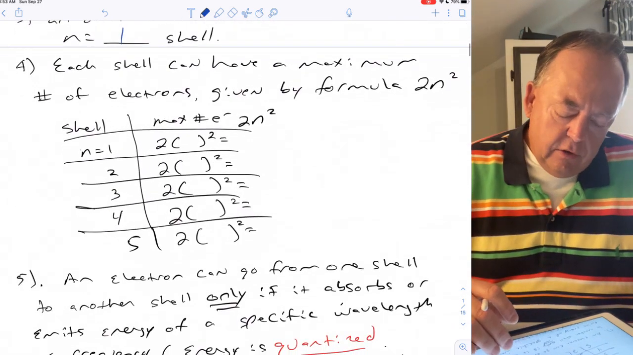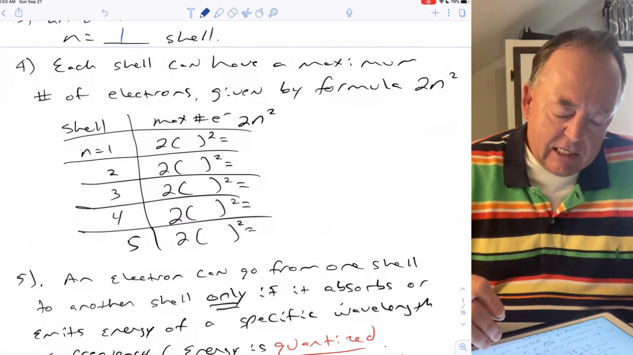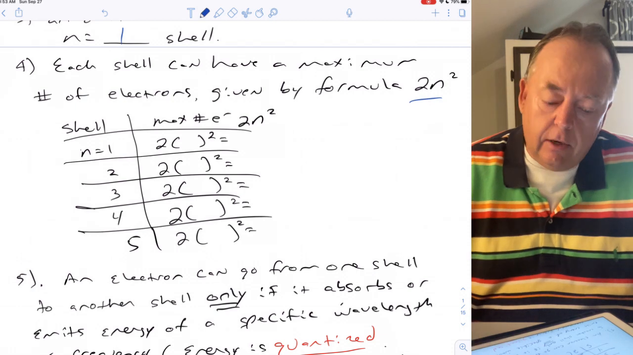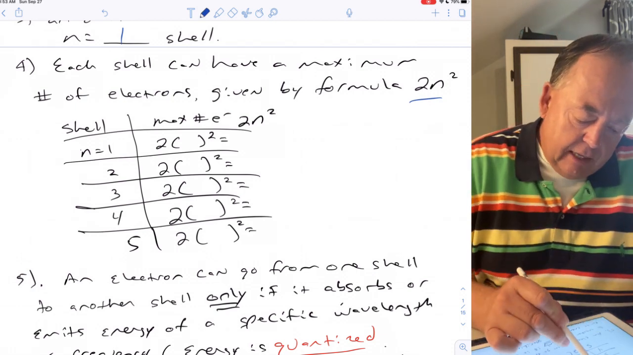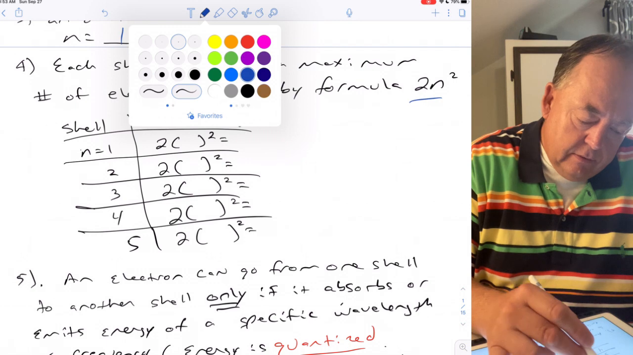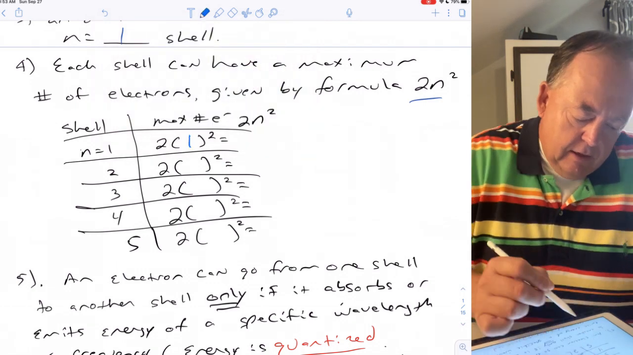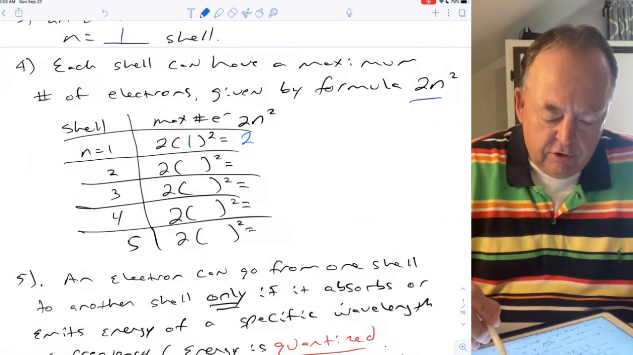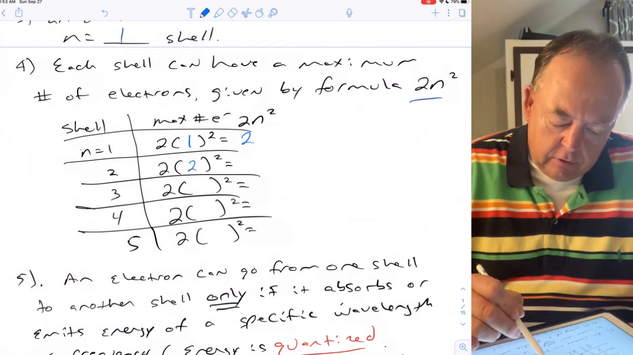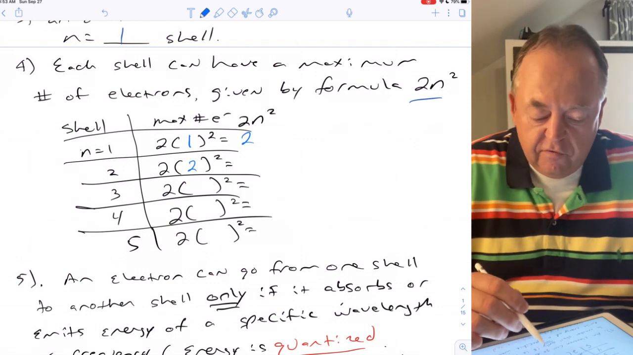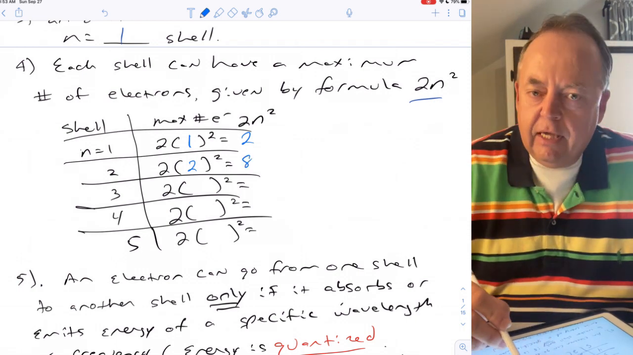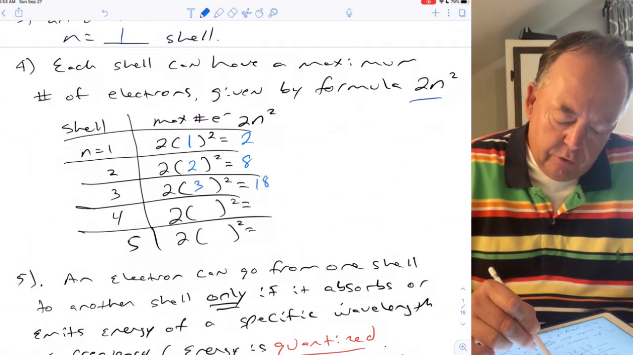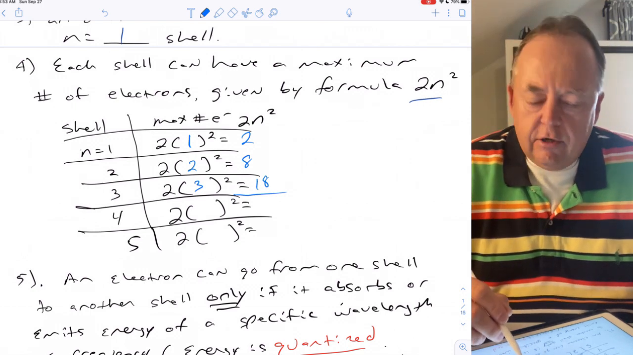Okay, so each shell can only have a certain maximum number of electrons, given by the formula 2n squared, where n is the shell. If n is equal to 1, 2 times 1 squared would be 2. So the first shell can only have 2 electrons. At the second shell, 2 squared is 4, times 2 would be 8. Second shell can only have 8 electrons. Third shell, 3 squared would be 9, times 2 would be 18. So the third shell can have 18 electrons maximum.